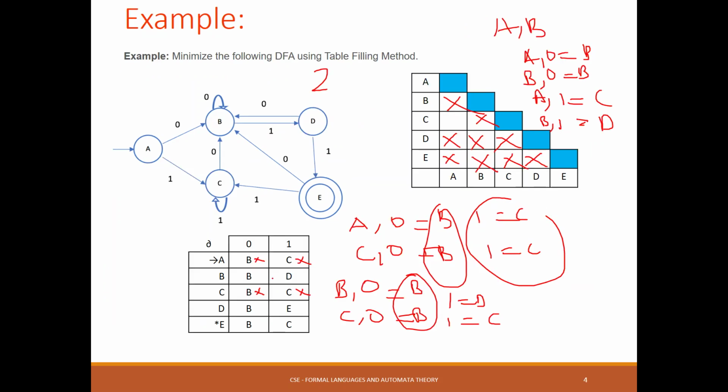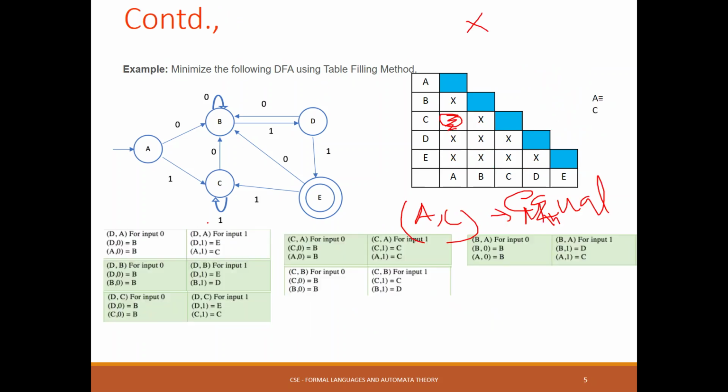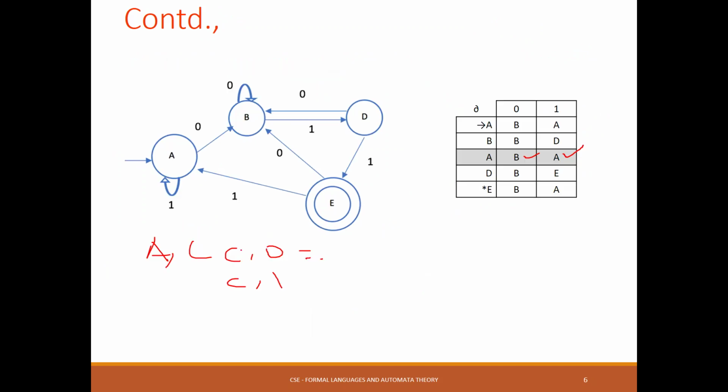Now coming to this, c comma 0 goes to b, and a comma 0 also goes to b, so there is no problem. Since the answer is the same, we can say that a and c are equal. Whereas a comma 1 goes to c, and c comma 1 goes to c. What we have mentioned is that a and c are equal, so instead of c, we are going to take this as a here. Now d comma 0 and all these things remain the same.